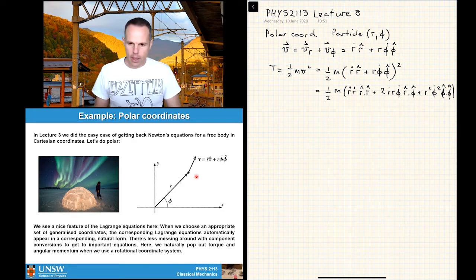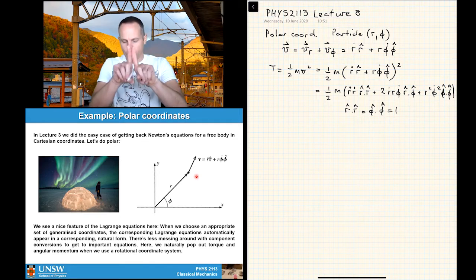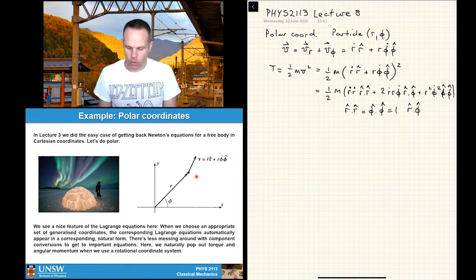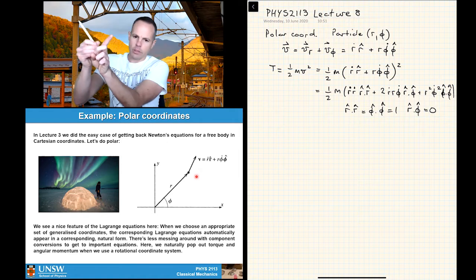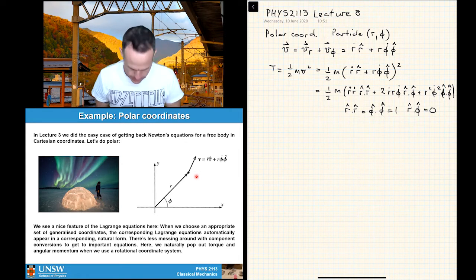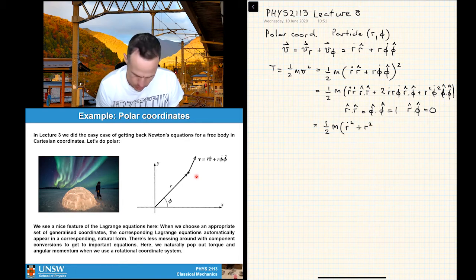like so, okay? And then we know for unit vectors, r hat dot r hat is equal to phi hat dot phi hat equals 1. So a unit vector times itself is always equal to 1. And then the unit vectors are orthogonal to one another, so that will be equal to 0 as a dot product. At any particular point, r hat is always going to point perpendicular to phi hat. If you move to other positions, both of those vectors will follow it round, okay? So this thing ends up being a half m (r dot squared plus r squared phi dot squared).